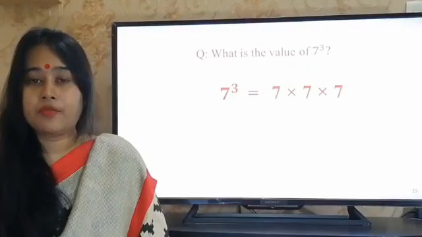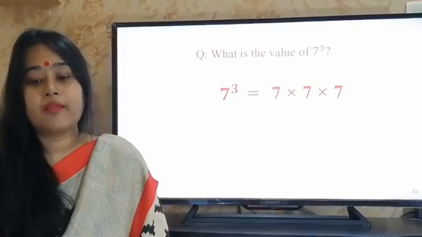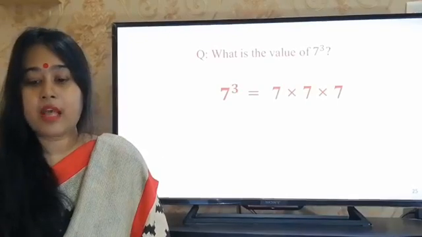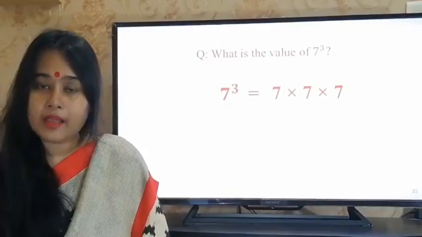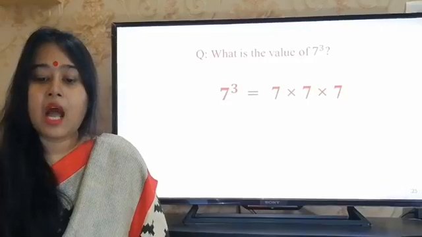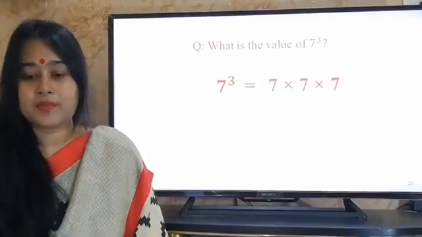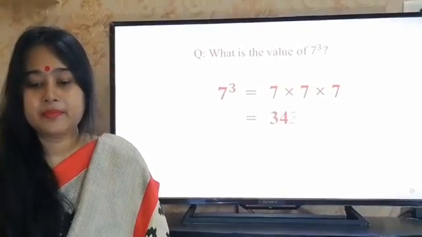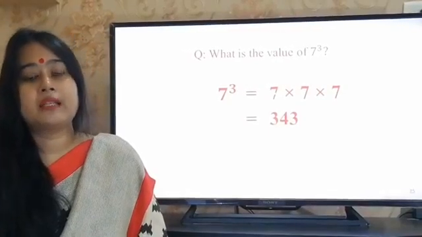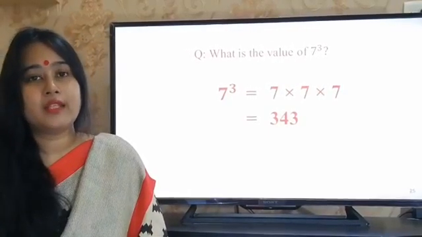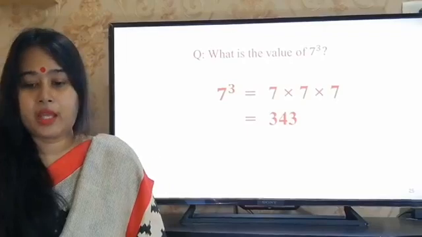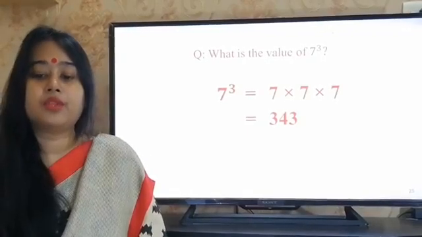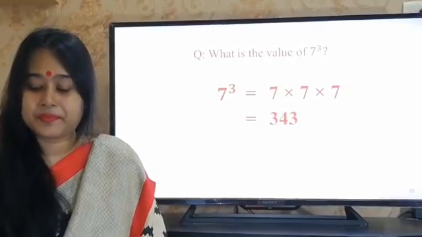So we have to write it like 7 into 7 into 7, because 7 is multiplied by itself how many times? 3 times. Okay. If we multiply 7 into 7 into 7, we got 343. So this is the value of 7 to the power 3.